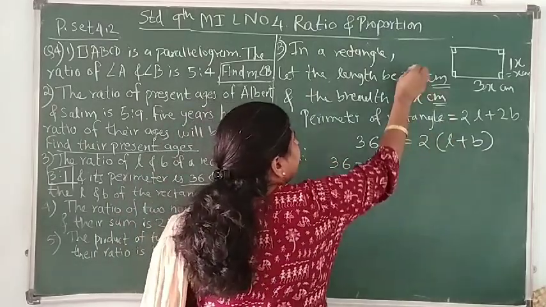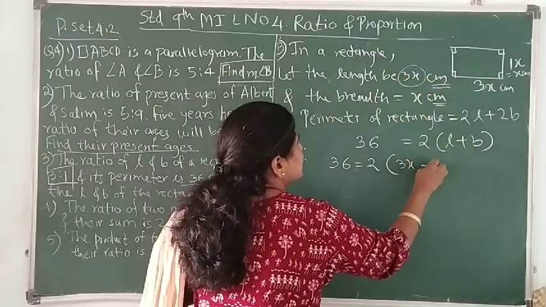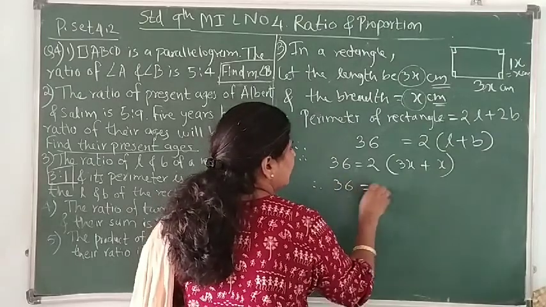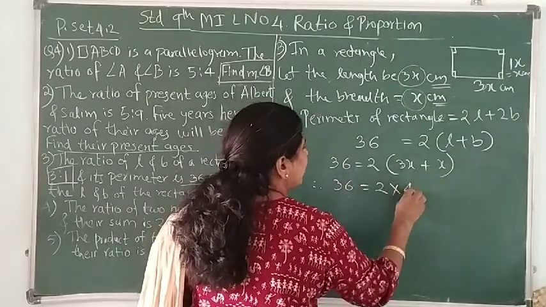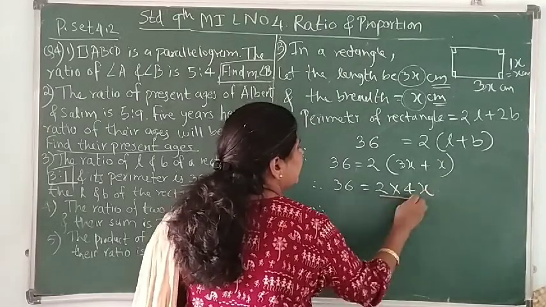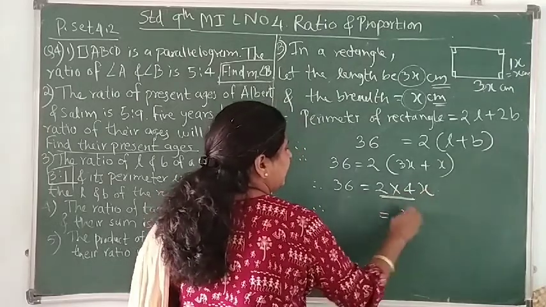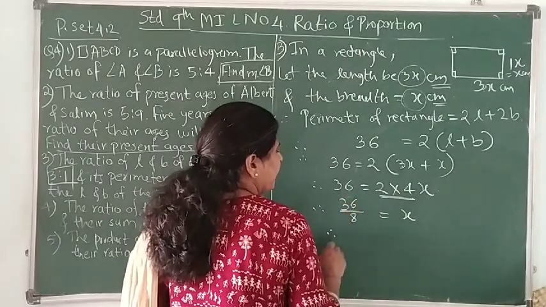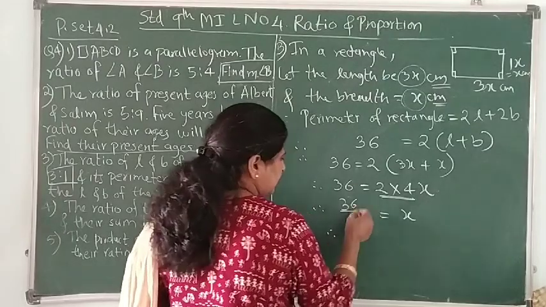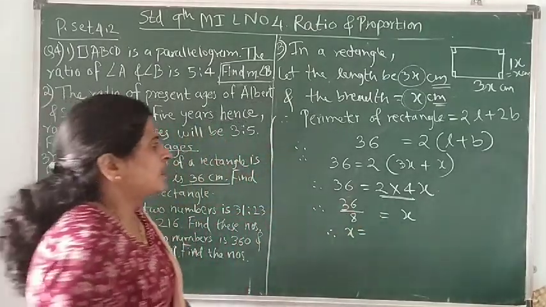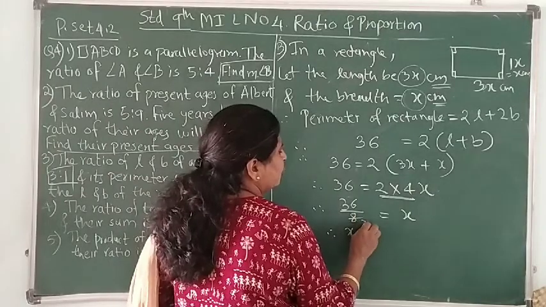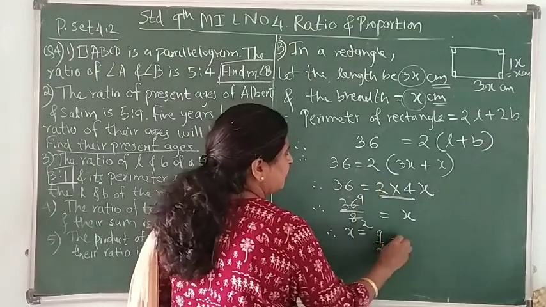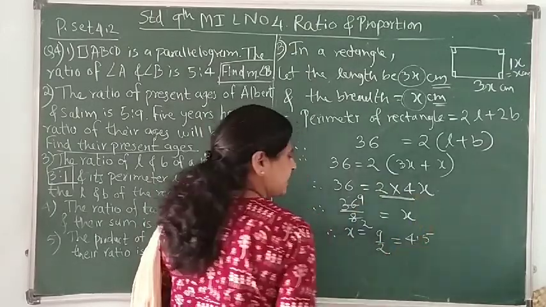What is the length? We have taken it as 3x. What is the breadth? It is x. So add this. Therefore 36 is equal to 2 into 3x plus x, we get 4x. If you multiply the 2 with 4, we get 8x, and if you transpose this 8, 36 divided by 8. Can we divide by 8? You cannot, but you can divide by 4. 4 2s are 8, 4 9s are 36. So this is 9 upon 2. So the value of x is 9 upon 2, or you can take it as 4.5, which is comfortable for us.